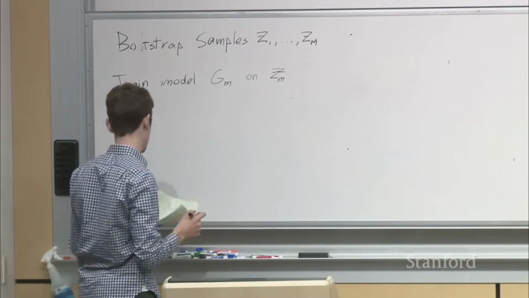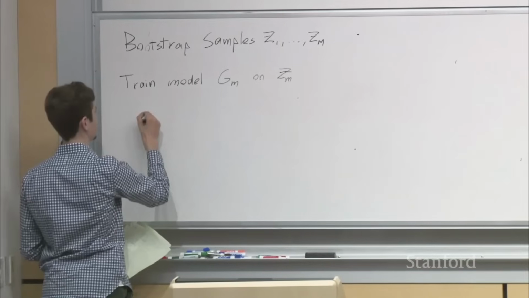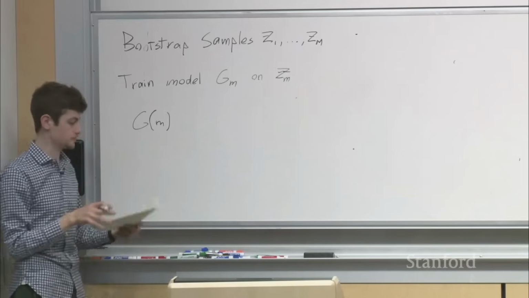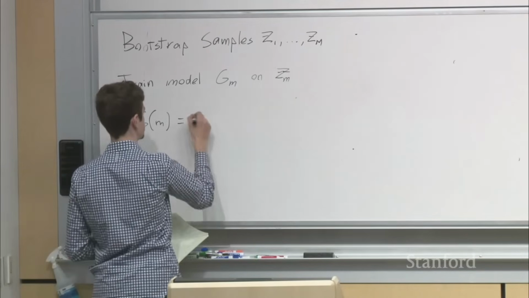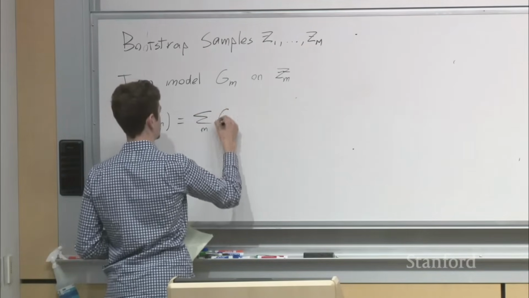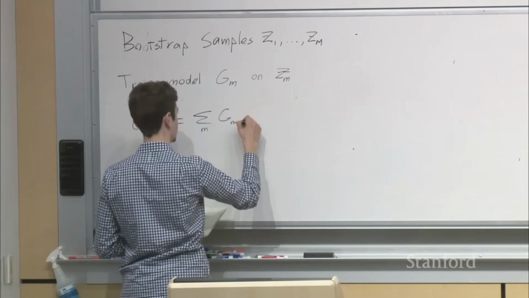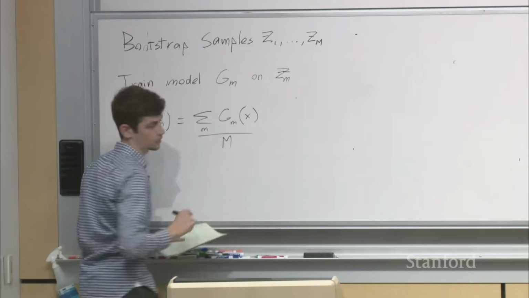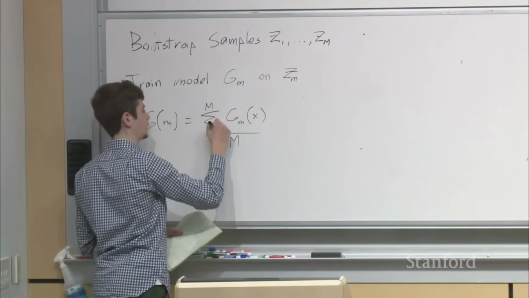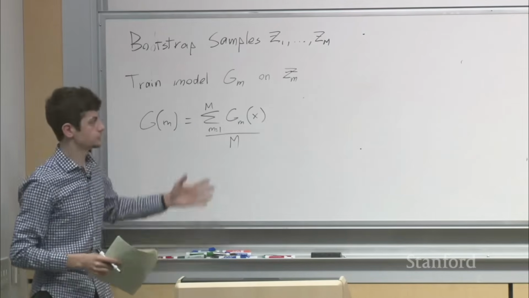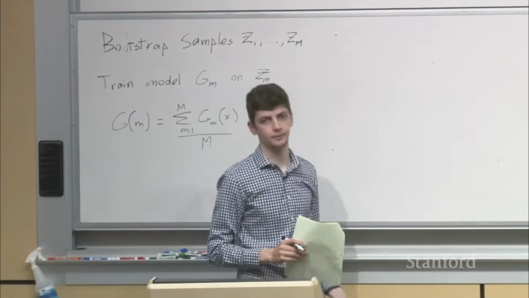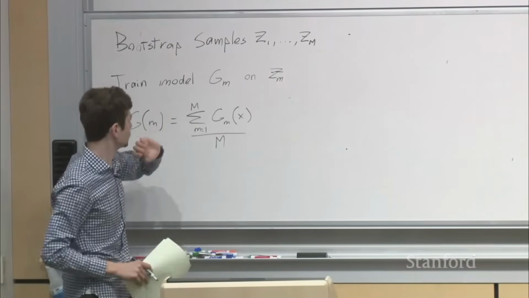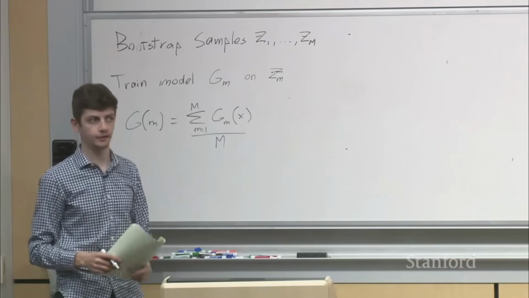Okay? And then all you're doing is defining this new meta model. I'm not putting a subscript on this one to show that it's the meta model, G of M, which is just the sum of the predictions of your individual models divided by the total number of models you have. This is just writing out what I was talking about for bagging. You're taking these bootstrap samples, training separate models, and then aggregating them all together to get this bagging approach.